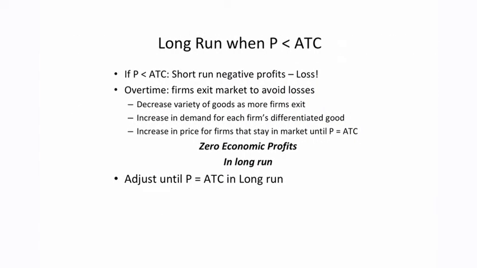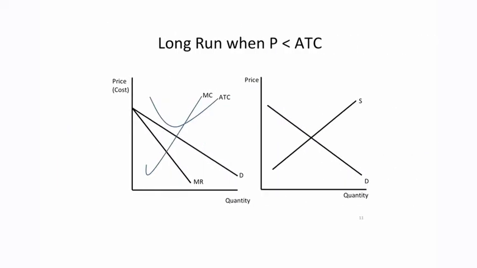Now, what if the price is less than average total cost? Then in the short run, we're experiencing negative profits or a loss. So therefore, firms are going to exit this market to avoid the loss. Let's observe what happens. Here's a situation where the price is below average total cost. We produce, again, at point A, where marginal revenue is equal to marginal cost. We set the price at point B according to the demand. We'll call this, again, P1 and Q1.